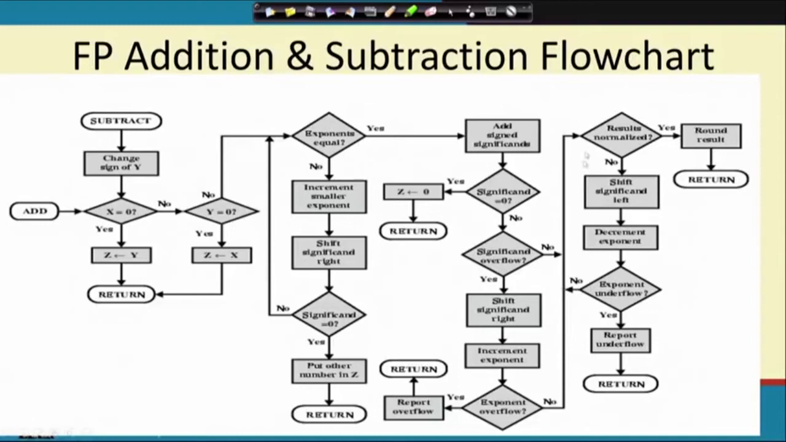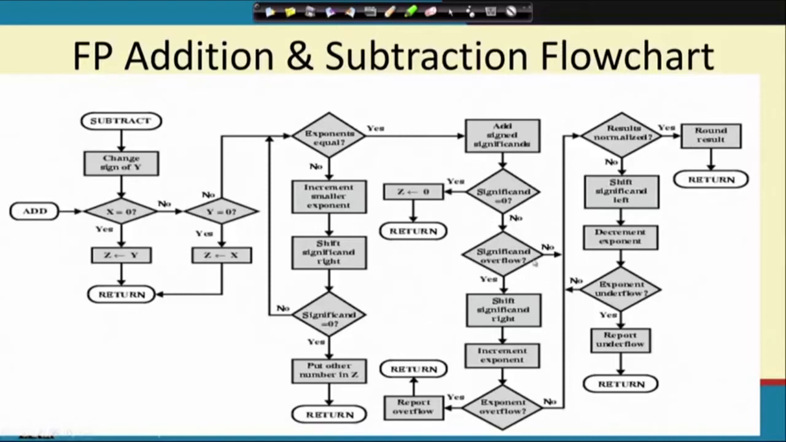So, if it is not, and the result is not yet normalized, we may just shift the significant part by a number of bits and go on decrementing the exponent, till the significant is correct as per our rule. Ultimately, when everything is correct, then we have got the result, and we do a rounding operation on the result, and then it returns.